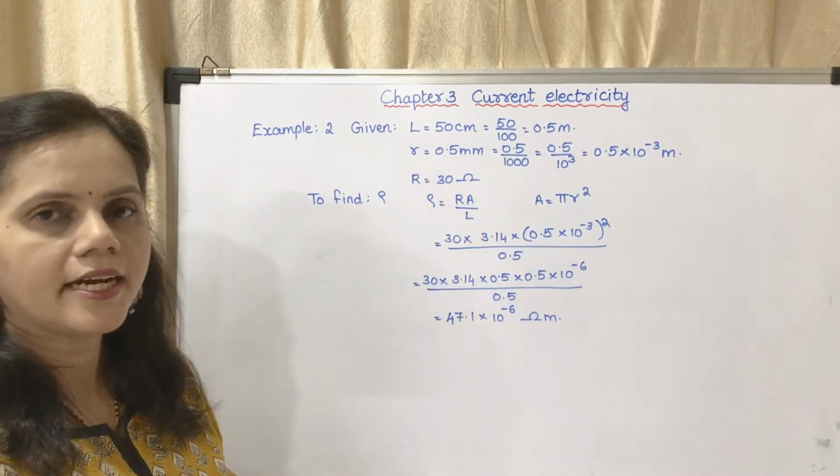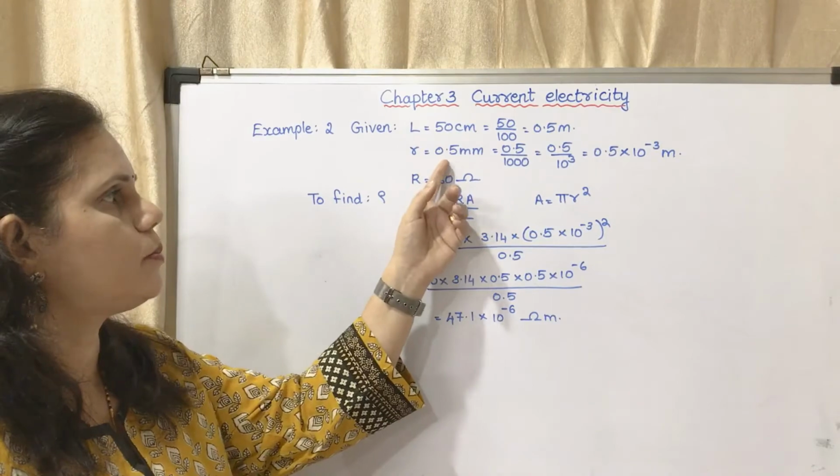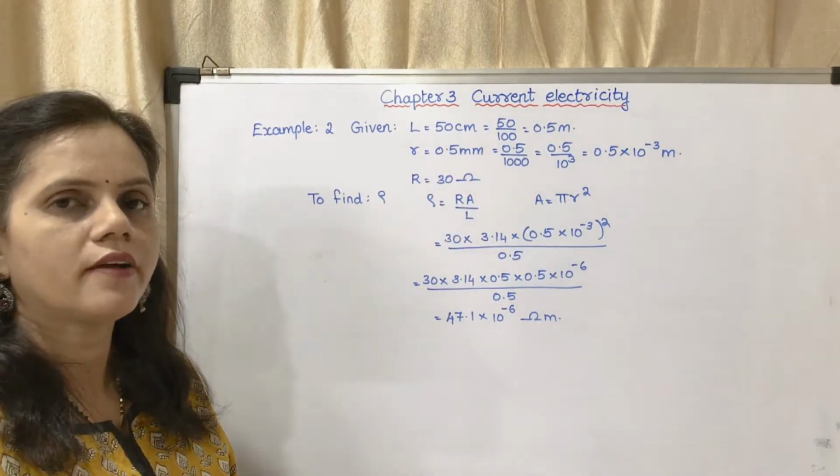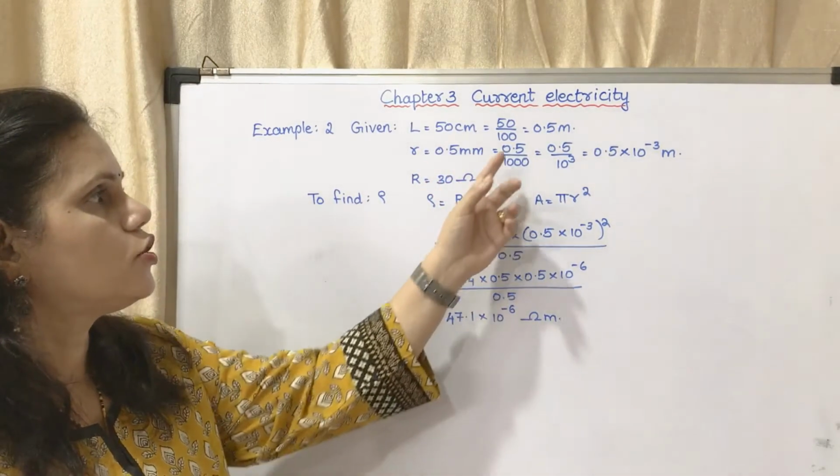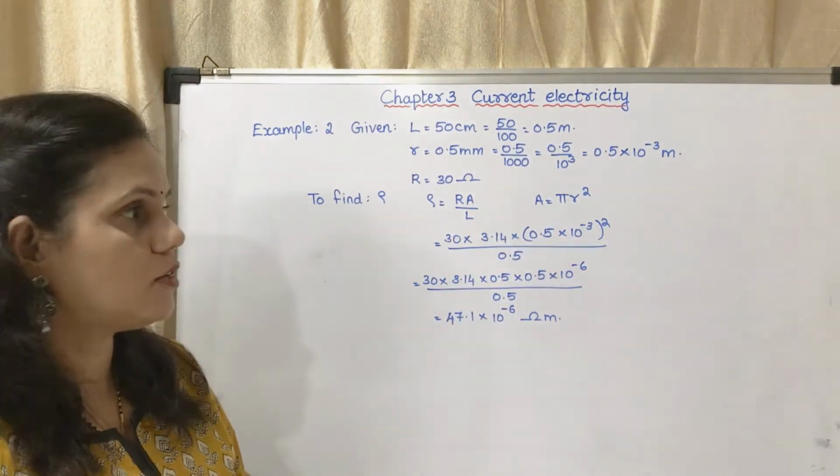The radius of the wire, they have given as 0.5 millimeter. That you have to convert into meter. So it is 0.5 upon 1000.